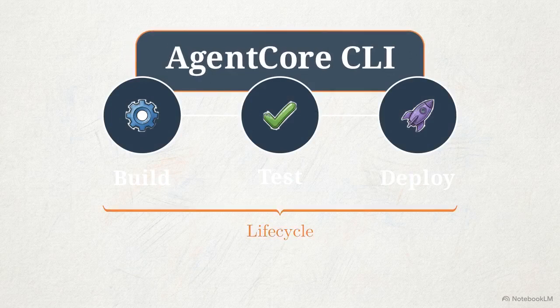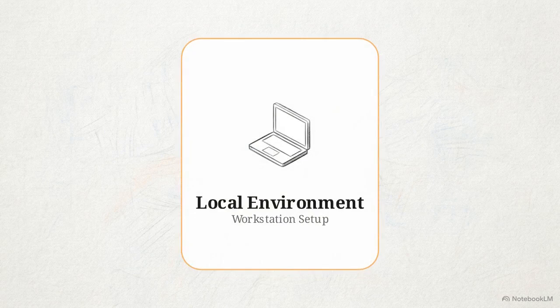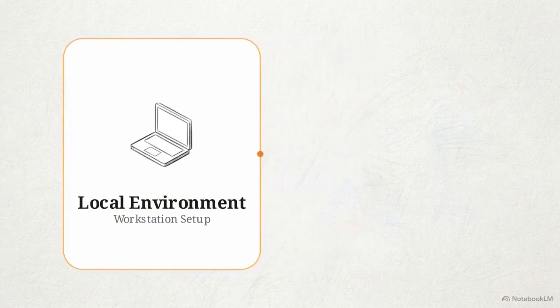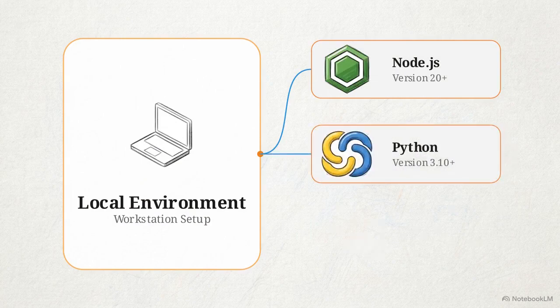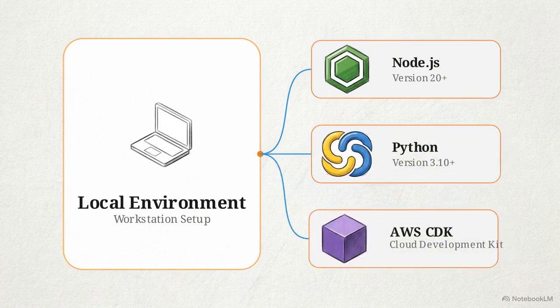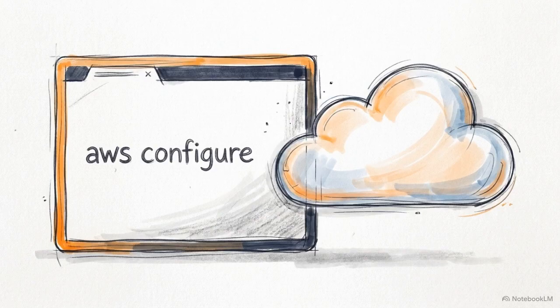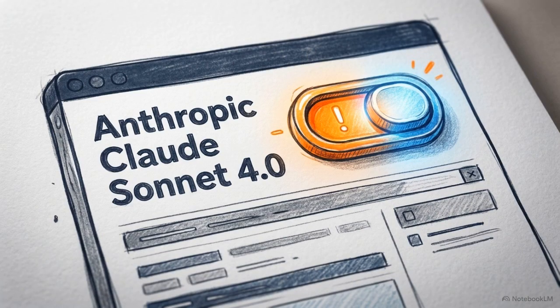We will use the AgentCore CLI to handle the entire lifecycle, keeping us out of the AWS console and focused on the code. Before we write any commands, we need to prep our local environment. You will need Node.js version 20, Python 3.10, and the AWS Cloud Development Kit, or CDK, installed on your machine. On the cloud side, make sure your local AWS credentials are fully configured. You also need to open the Amazon Bedrock console and explicitly request model access for Anthropic Claude Sonnet 4.0.